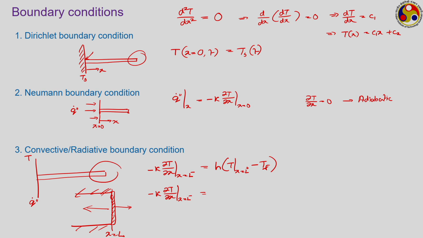And how can we write the radiative heat flux using the Stefan-Boltzmann law? It is the emissivity times sigma times T at x equal to L plus to the power 4 minus T infinity to the power 4. Of course, do not forget to convert T at x equal to L plus and T infinity to absolute temperatures. So, this way we can easily assign a convective and radiative boundary condition also.